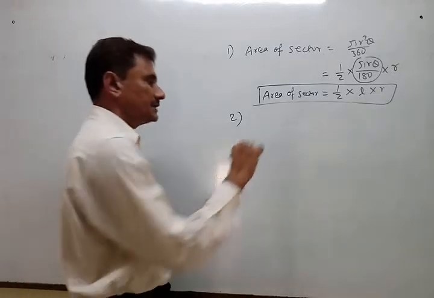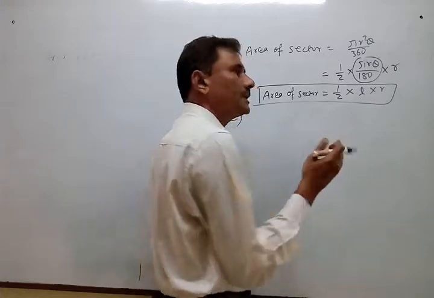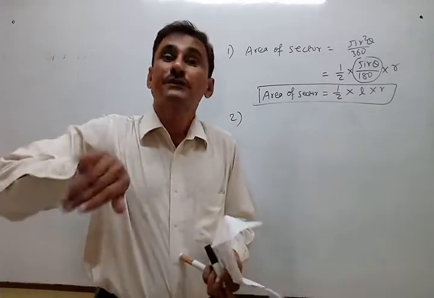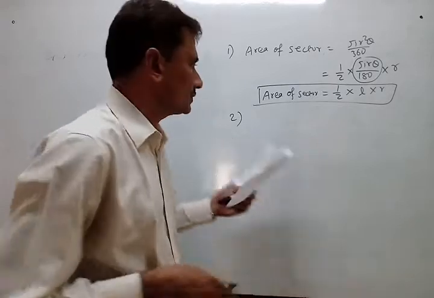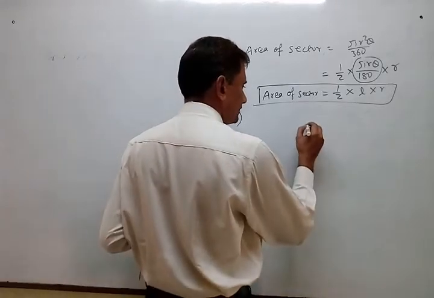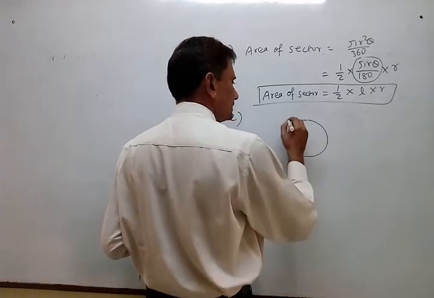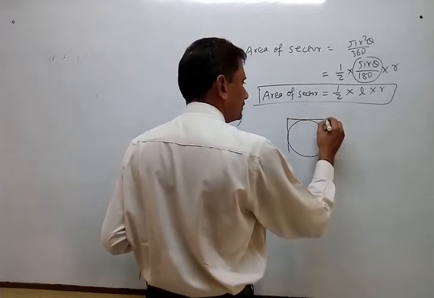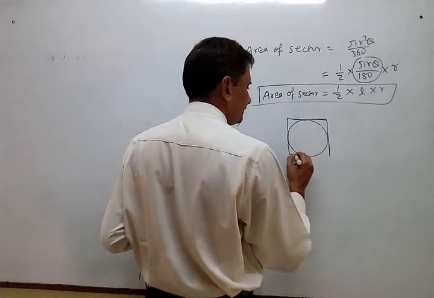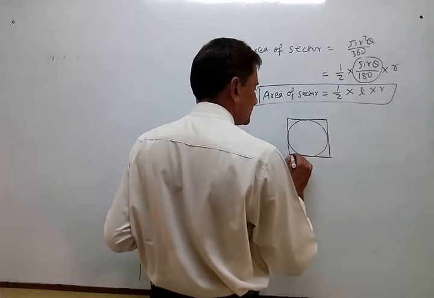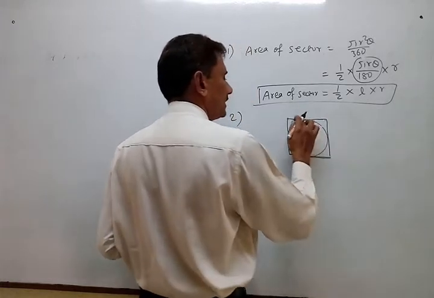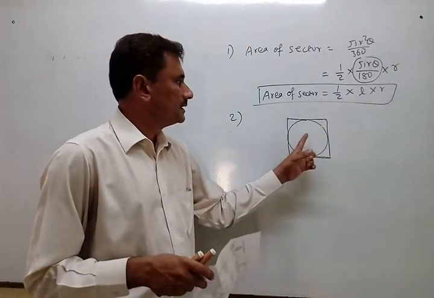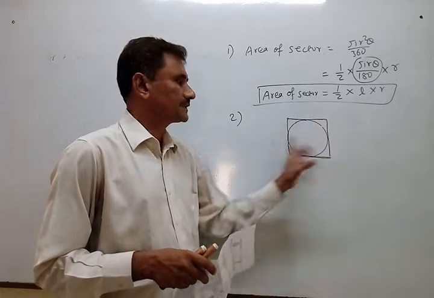Okay. Second, this is another concept I want to explain before starting objective questions. Sometimes a circle is inscribed in a square or a square is inscribed in a circle. So two different types of figures can be possible here. Suppose this is the circle. Now can I draw this type of square outside of this? How can I describe this figure? Just look here. The circle is inscribed in a square.